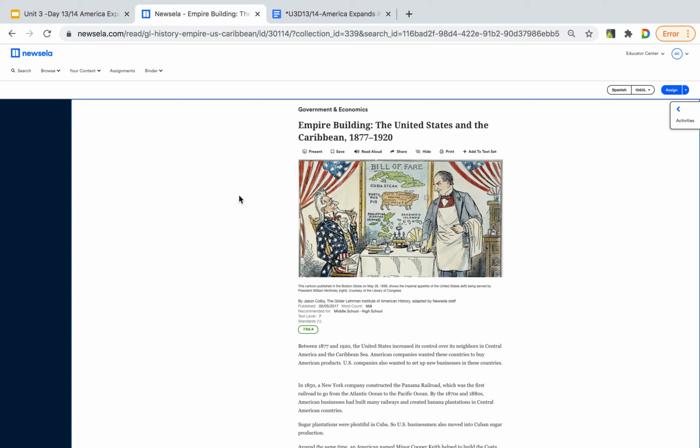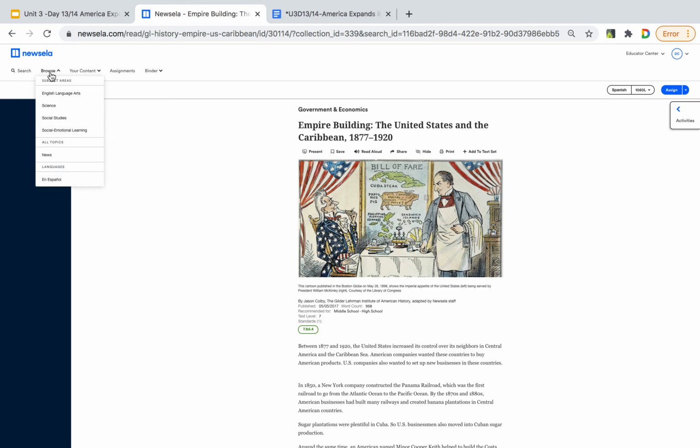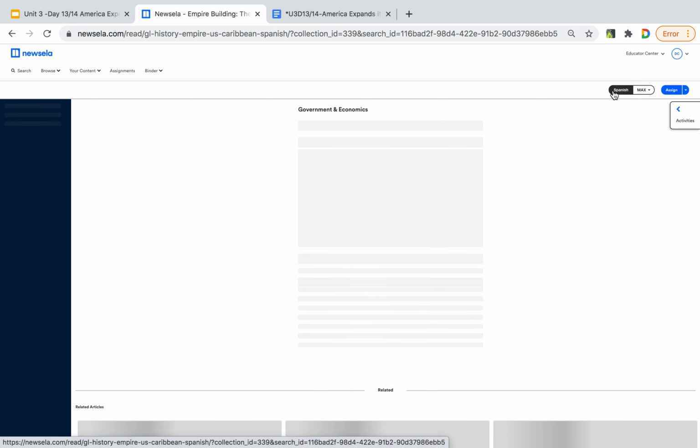Here we see News-ELA, and as you can see, you are able to search different topics. They also have available different articles in various subject areas. You can assign readings to your students as well. And here in the upper right-hand corner of the page is where we can level our text. You can also, if you need it, translate text into Spanish.